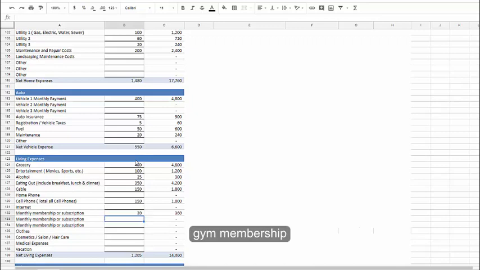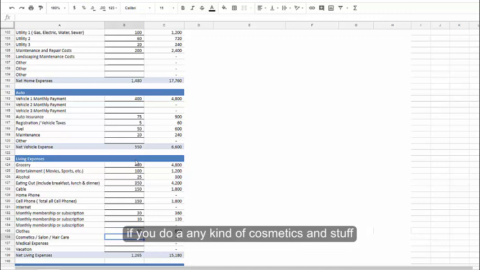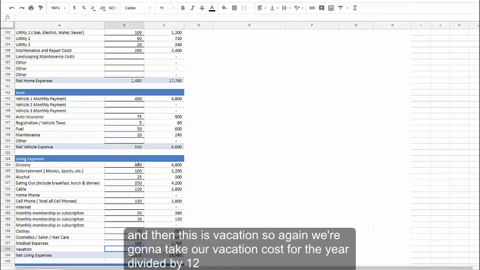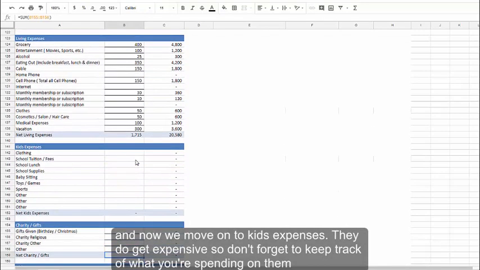Gym membership and Netflix membership. And again, this is a monthly amount. So how much do you spend on clothes a month? If you do any kind of cosmetics and stuff. And then there's always invariably medical bills. And then this is vacation. So again, we're going to take our vacation cost for the year, divide it by 12, and come up with a number per month. And now we move on to kids' expenses.